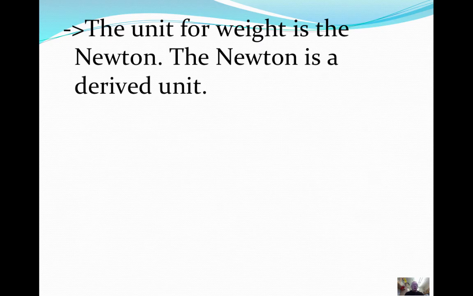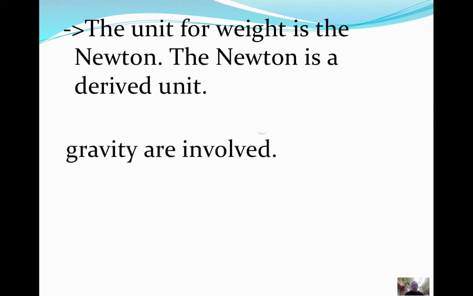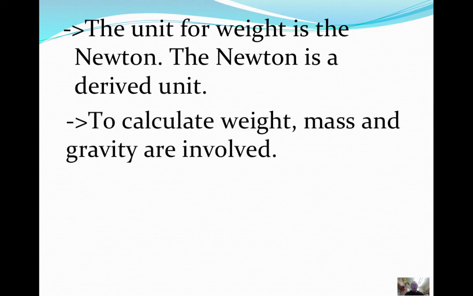Okay, so the unit for weight and all forces really is the Newton. And the Newton is a derived unit, and it's derived out of the mass and also the meters and the seconds squared. So the units have to be kilograms, meters, and seconds squared. I'll show you what I mean about that in a minute. But here is a new formula for us. It's been a little while since we had a new formula, right? And now we're going to start adding formulas at a quicker pace.